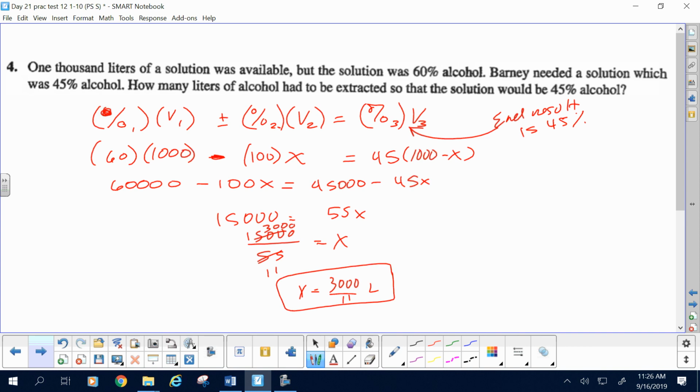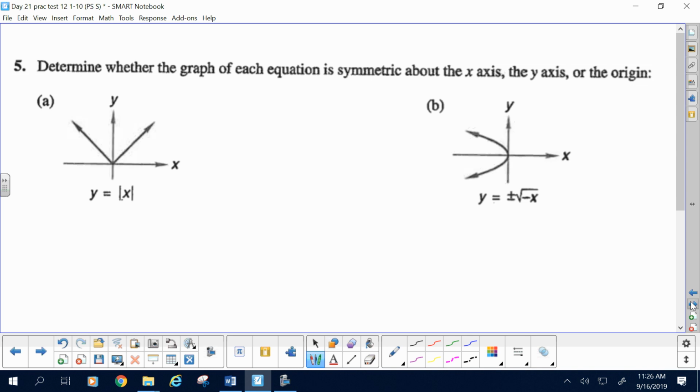Okay, so by taking roughly 270 liters of alcohol out, it's less alcohol over less total. You're down to 45%. Okay, that makes sense. All right, are we good? Questions? All right, 5. I don't know why this is five question mark.